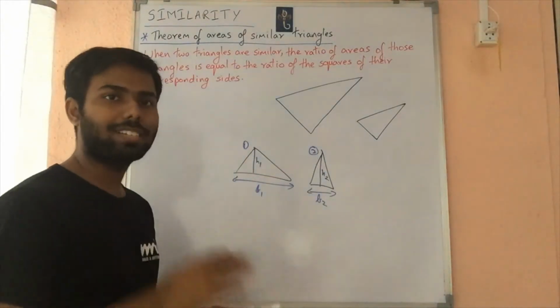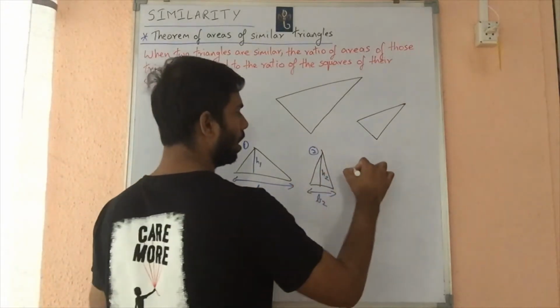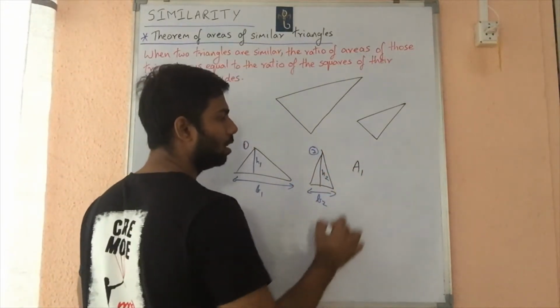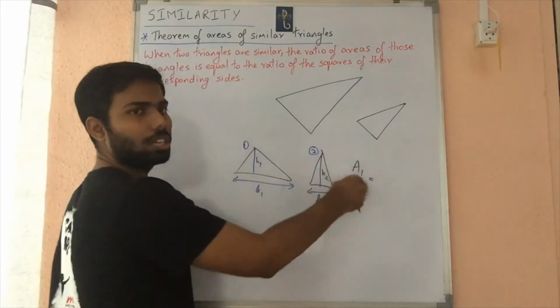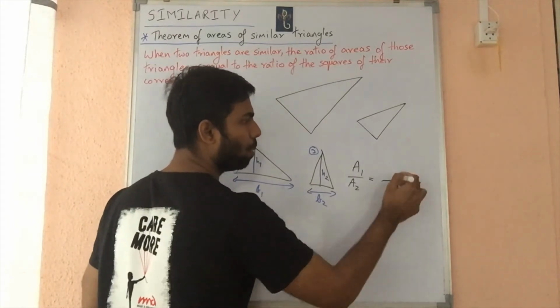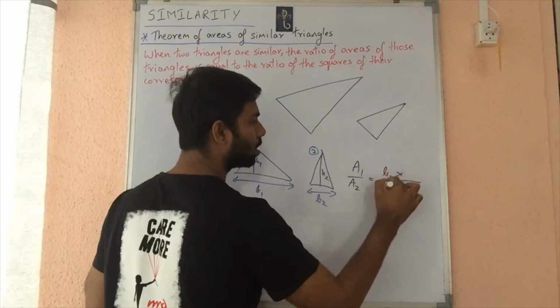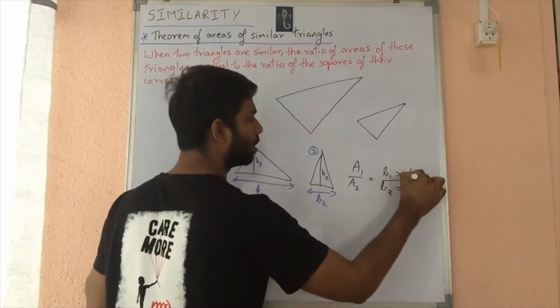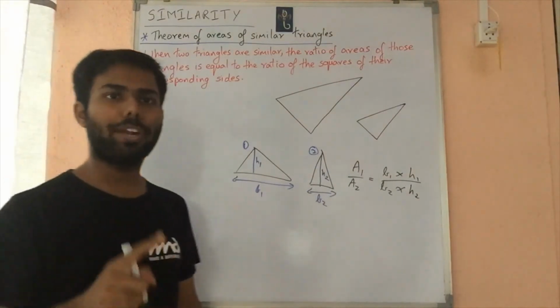So in practice set 1.1, what had we learned? We had learned that area of triangle 1 divided by area of triangle 2 is equal to the ratio of the product of their corresponding bases and heights. Right, this we studied in practice set 1.1.